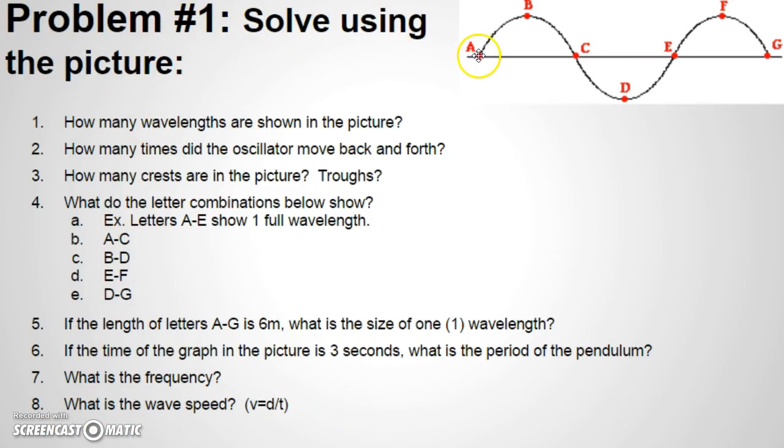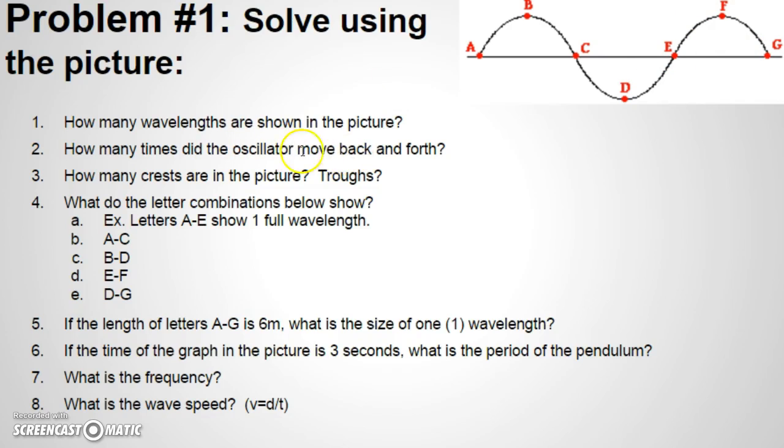So here we're going to solve a problem. We're going to use the picture here. Notice I have different locations on this little graph. We're going to make sense of it. How many wavelengths are shown in the picture? How many times did the oscillator move back and forth? How many crests are in the picture? How many troughs? It's having you look at what we have going on in this picture. So how many wavelengths? Well, I know from A to E is 1 full wavelength, and from E to G is a half. So there are 1.5 total wavelengths.